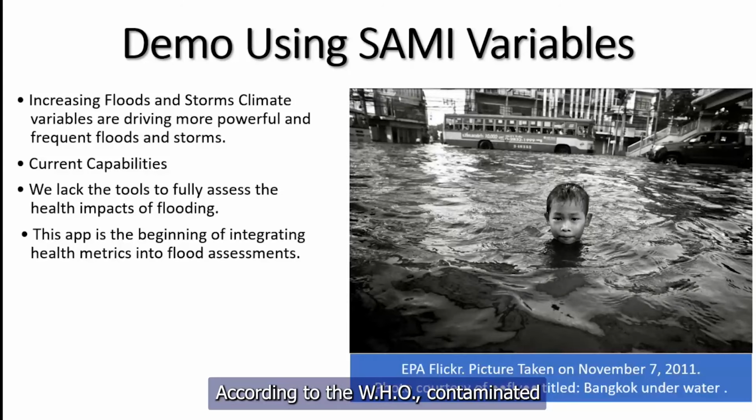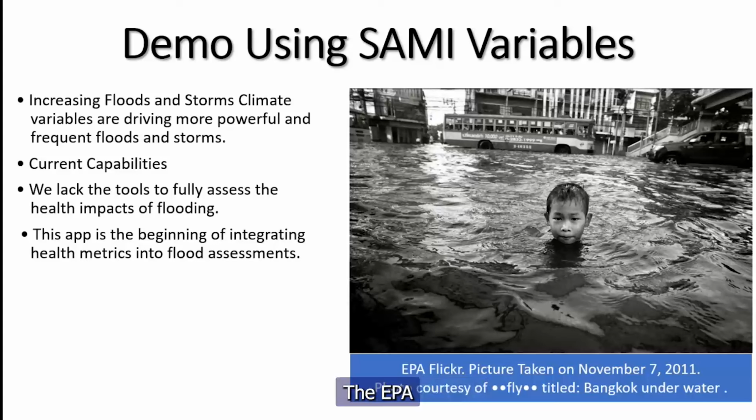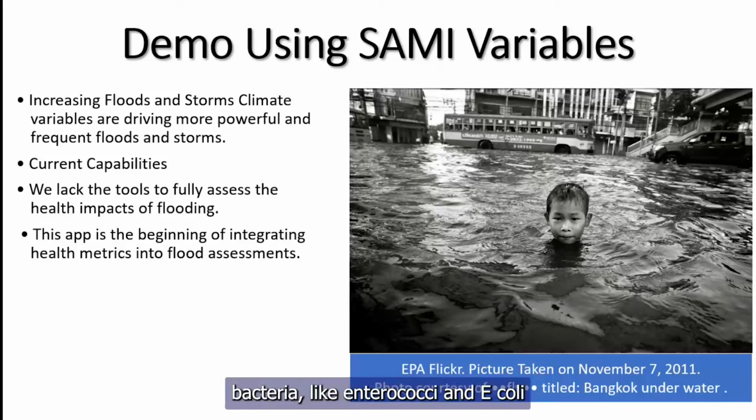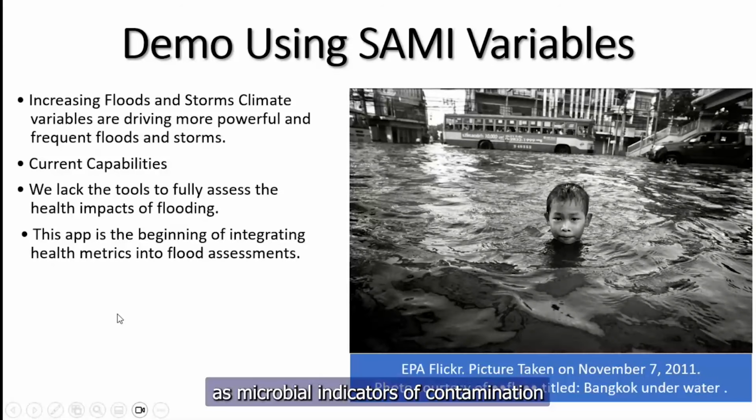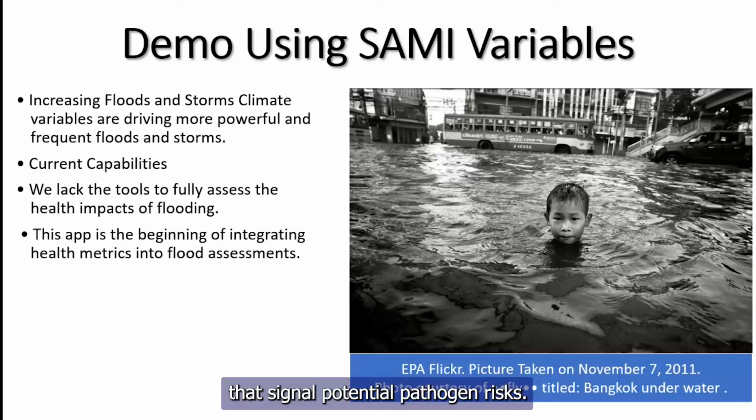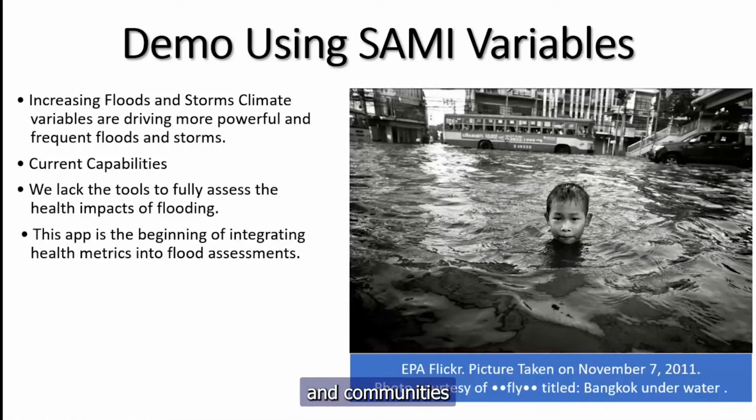According to the WHO, contaminated water is a leading cause of diseases like cholera and typhoid, contributing to over 500,000 diarrheal deaths each year. 500,000. Yes. In the US, [agencies use] indicators like enterococci and E. coli as microbial indicators of contamination that signal potential pathogen risks. RedViz aims to make this data accessible, especially for flood-prone areas and communities with potential EJ concerns.